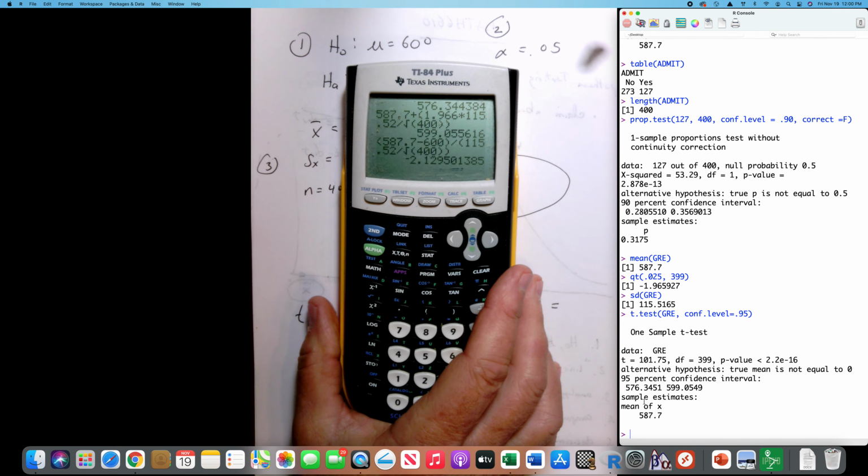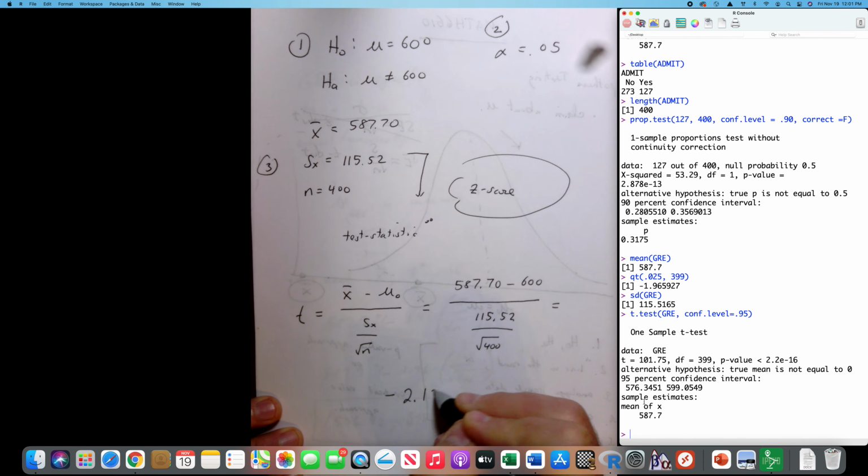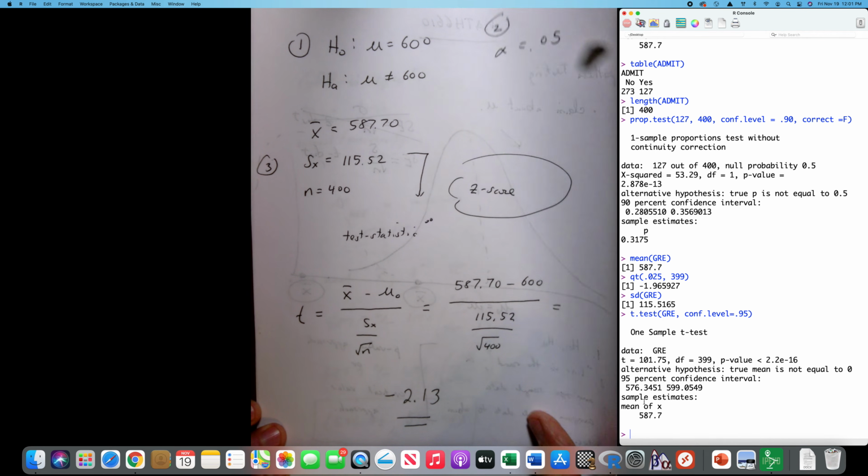And this is what I get, negative 2.13. All right, so this tells me that our sample mean is 2.13 standard errors below the 600. And again, below because this value is negative. If this value is positive, obviously this number would be bigger, above the claim.